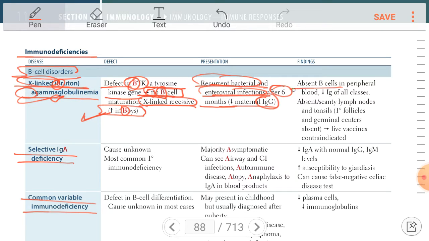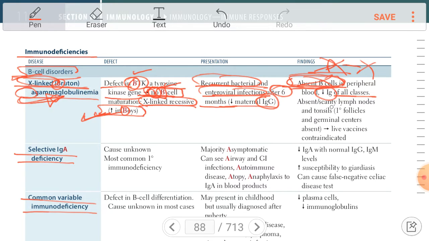So here there is what? Absence of B cells. Normally the B cells will give what? Plasma cells. Plasma cells will give what? Immunoglobulin. So if there are no B cells, no plasma cells, no immunoglobulins, so there is a decrease in immunoglobulins of all classes.